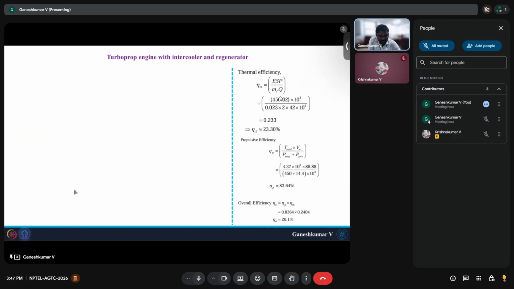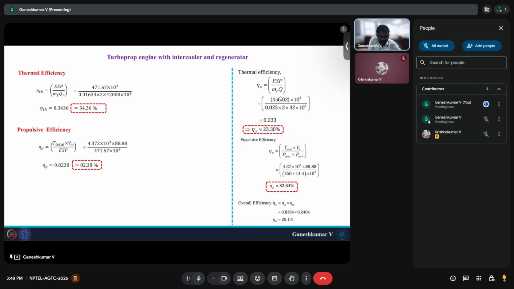Okay. Now let's find the efficiencies. Thermal efficiency is going to be the equivalent shaft power. This is not horsepower, we are again back to SI units. Equivalent shaft power divided by m dot f times QR. That is around 34.36%. It is higher than the turboprop engine without intercooler and regenerator. And the propulsive efficiency is around 82.38%, slightly lower. And the overall efficiency is roughly 28.31%, which is high, because the thermal efficiency has increased.